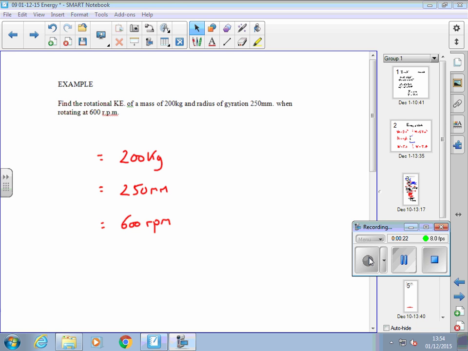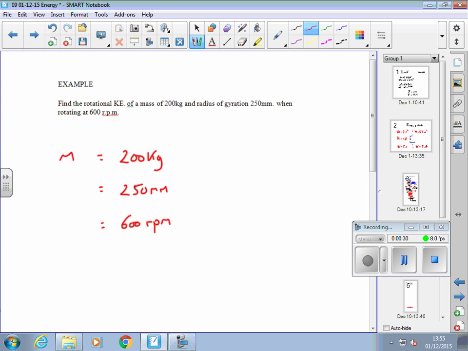Okay, so what symbol are we going to give for the 200 kilograms? What symbol is that? M for mass. What's this 250 millimeters? What's that? K for radius of gyration, right. Appropriate unit? Right, so converting to meters. Okay.